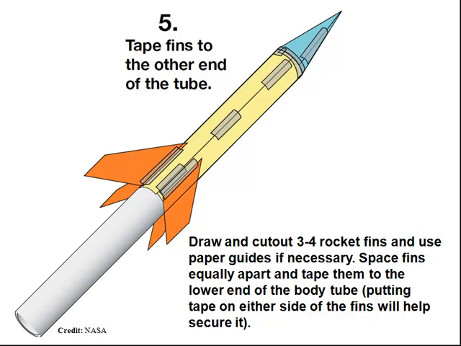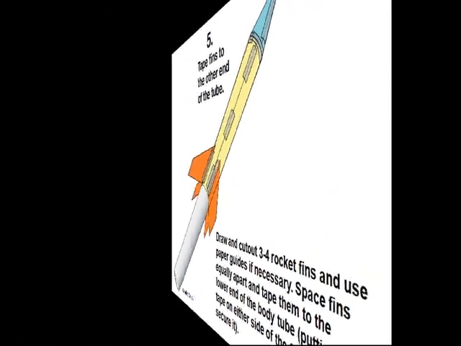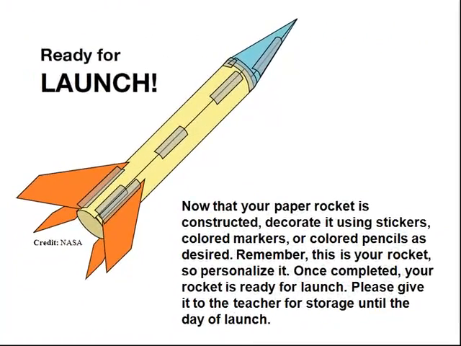So when you have your 3 to 4 rocket fins cut out, you want to space the fins equally apart and tape them to the lower end of the body tube. Now you want to put tape on either side of the fins because this will help secure your fins to the rocket body tube. Now once your fins are securely taped to your rocket, you're ready for launch.